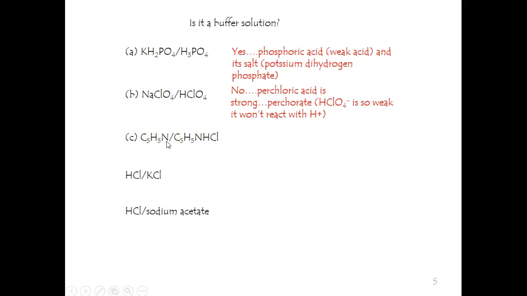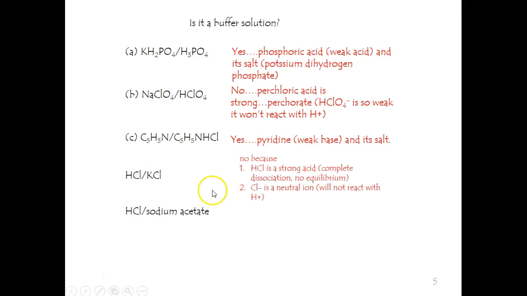Pyridine is a weak base. A lot of these organic amines are weak bases. And this is its conjugate acid. Somebody added H plus to it. So yes, you got a buffer system there. Here's a nice simple one. HCl and KCl. Well, HCl is a strong acid, so right away it is not a buffer system. And by the way, KCl is just a neutral salt, so that doesn't do anything either.